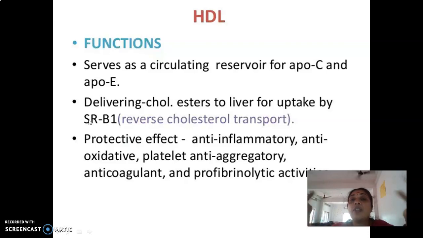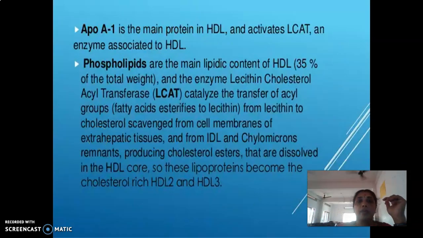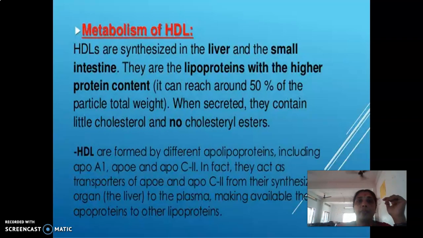Right, while HDL1 will be having only cholesterol esters. Sorry, not free cholesterol, cholesterol esters will be there. HDL molecules are synthesized in the liver and also the small intestine.